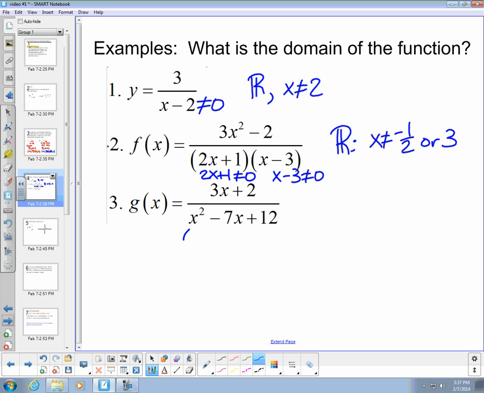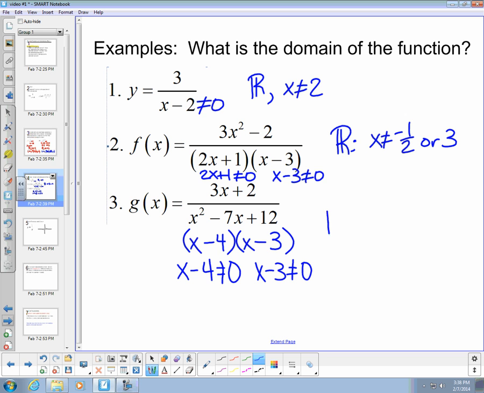On number 3, before you set anything equal to 0, we need to factor. So x times x gives me x squared. What can you multiply to get positive 12 that will add up to negative 7? That would be negative 4 times negative 3, because negative times negative is positive. Now I don't want either one of those factors to equal 0, or else I end up with 0 in the denominator.